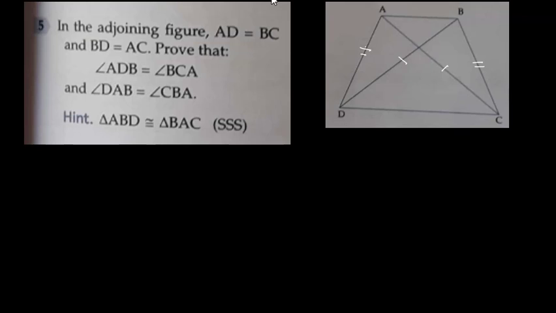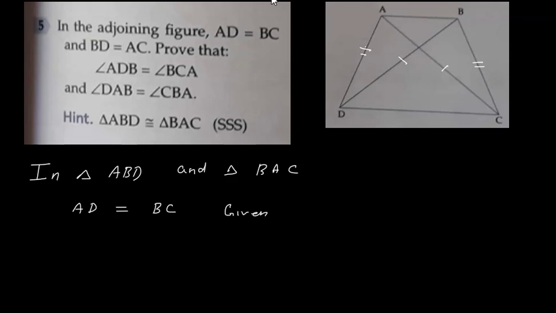So using side criteria I can prove that triangle ABD and triangle BAC are congruent. Once I prove it, their corresponding parts are automatically going to be equal. So let us start. In triangle ABD and triangle BAC, we have AD is equal to BC, given.